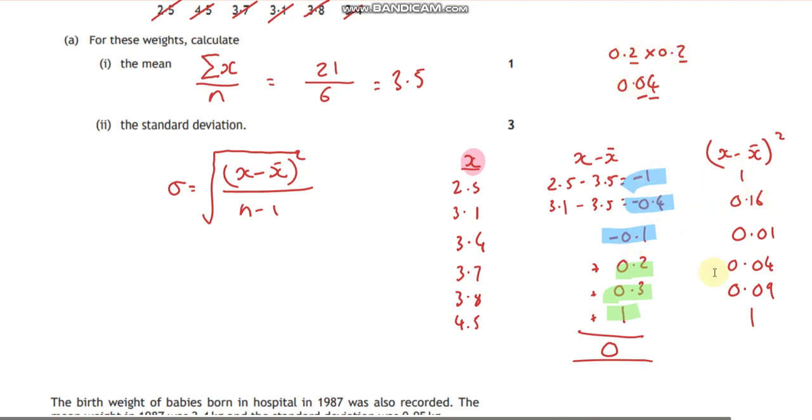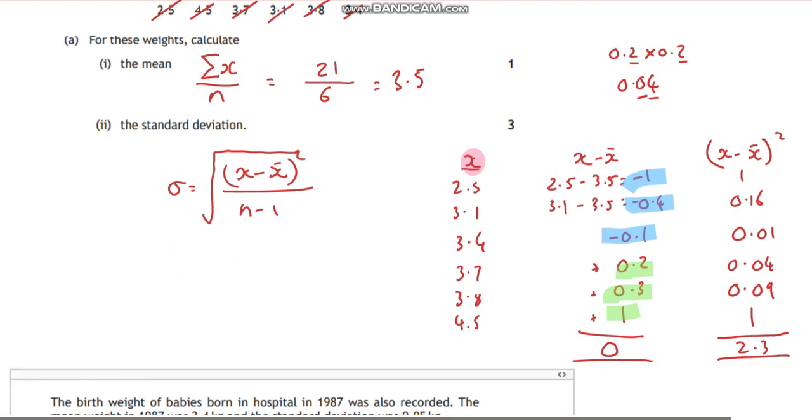Okay, so you can do that in your head if you want. Then we're going to add all that up. So I'm going to say I've got 1 plus 0.16 plus 0.01 plus 0.04 plus 0.09 plus 1. So that's going to give me 2.3. So we're getting there. I just need to substitute that into my formula now.